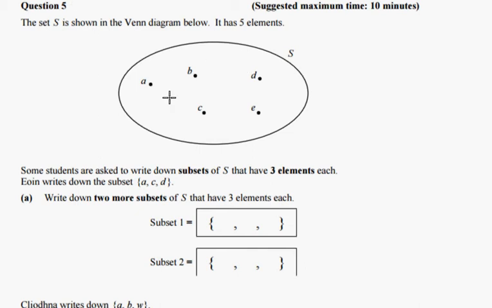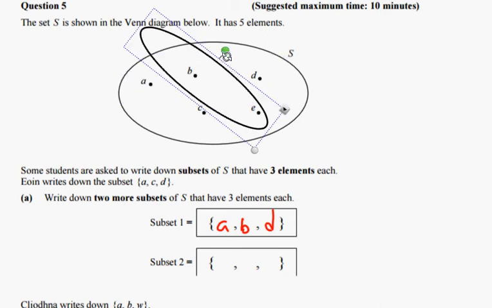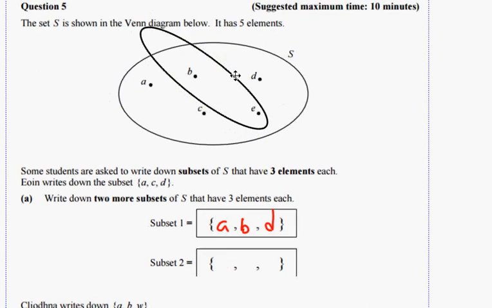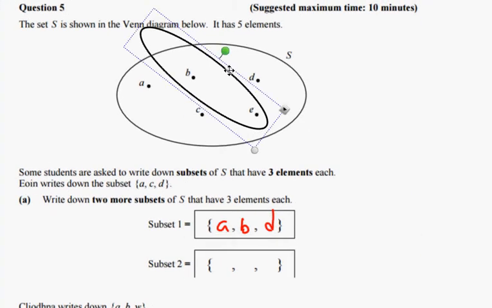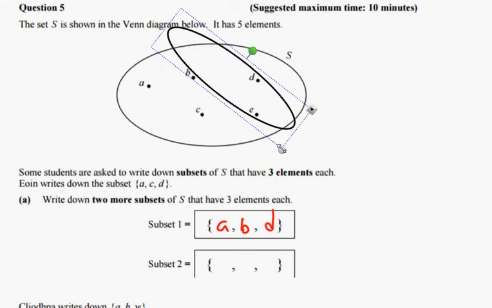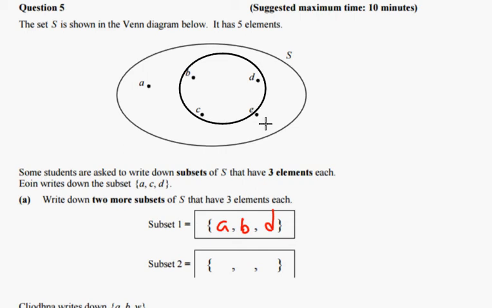Okay, so here's what we're going to do. We could do one like this. There we go. A, B, and D could be one of them. Another way we could do this is to click on this and go, like, maybe B, D, and E. It's hard to know. So there's one there. B, D, and C.